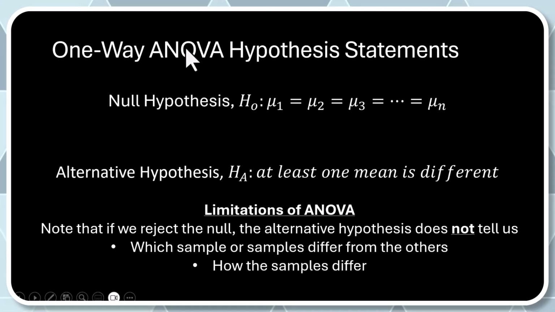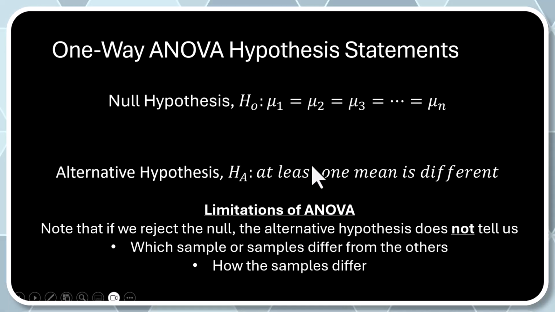I have to either do another ANOVA with a proper subset of the samples, or I have to pick 2 populations and do a 2-sample hypothesis test. I have to do more tests to get more information. So again, the limitation is that all this is telling me is that at least one thing is different.